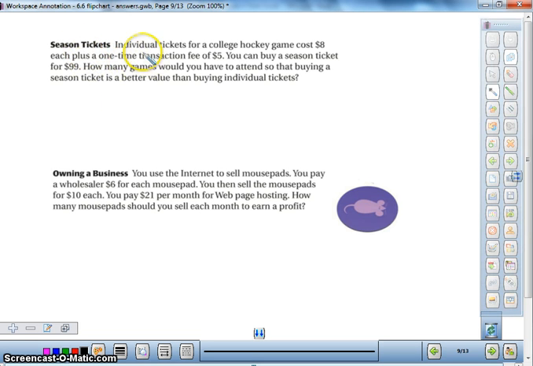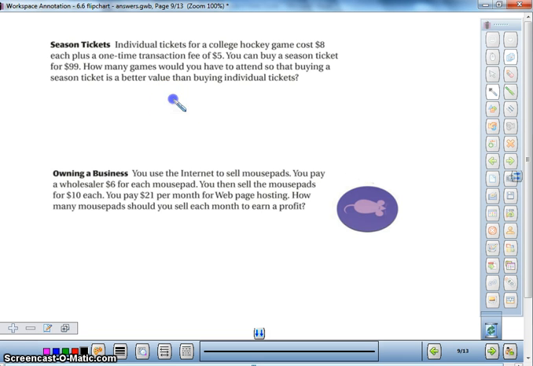As we look at this one, individual tickets for a college hockey game cost $8 each, plus a one-time transaction fee of $5. But you can buy a season ticket for $99. How many games do you need to attend so that buying the season ticket is a better value? So we want to know, how many games would you have to attend so that buying the season ticket is a better value than the individual ones?